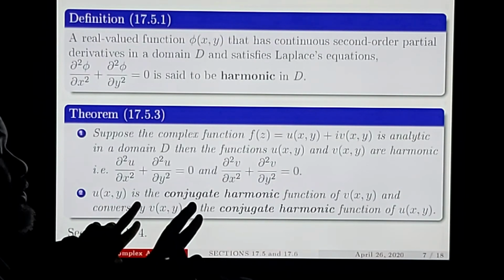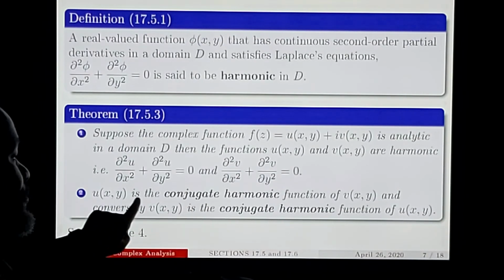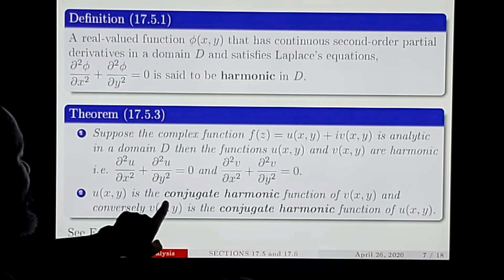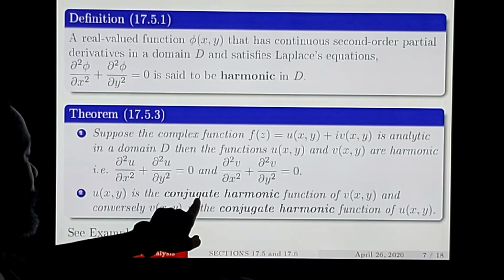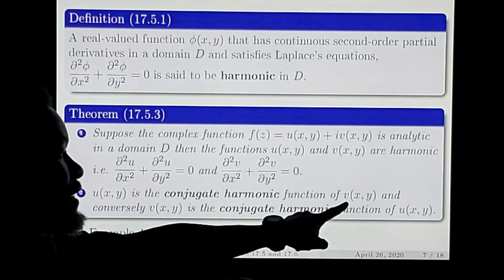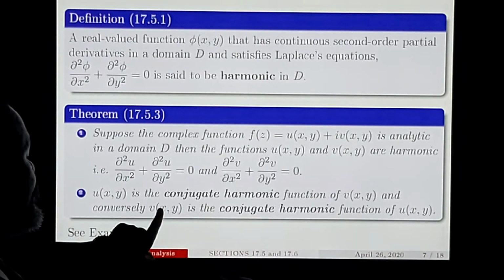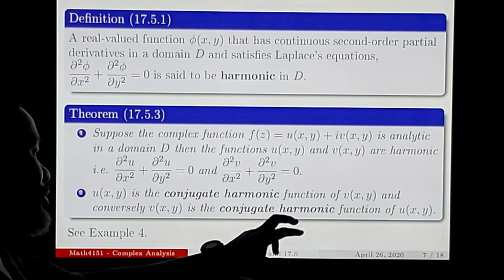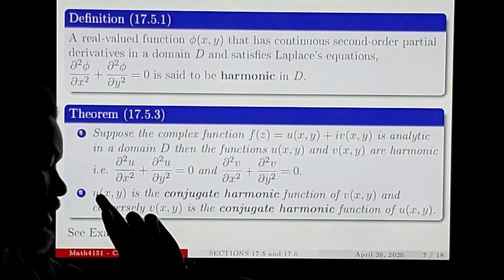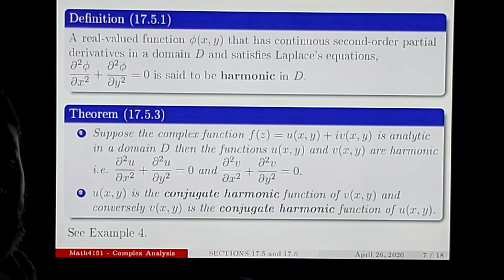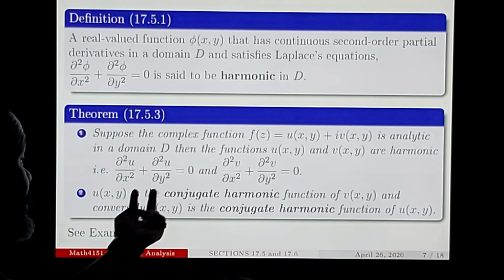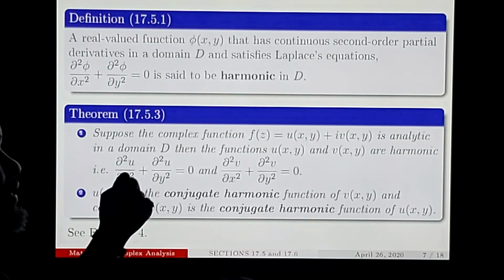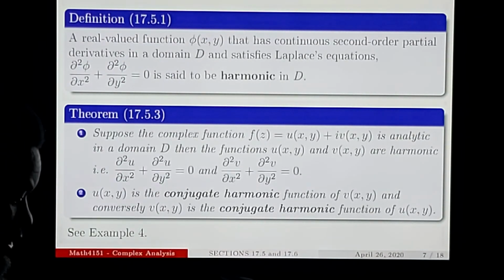Two, you can actually find, if you have u of x, y, you can find v of x, y, and conversely. So u of x, y is the harmonic conjugate of v of x, y, and conversely, v of x, y is the harmonic conjugate of the function u of x, y. So basically, if I give you a function, I tell you to show that it's harmonic, so you need to do this, and then I ask you to find the conjugate. So example number 4 illustrates that.